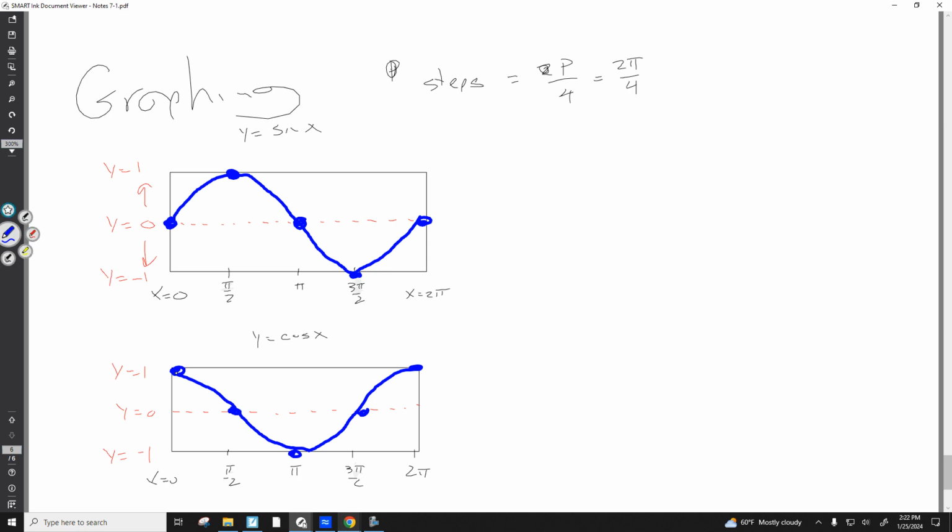I'm going to do 2 graphing examples, and that's pretty much going to cover our notes. And then we'll go to the homework and we'll try to do one where I'm going to give you the graph, you're going to give me the equation.